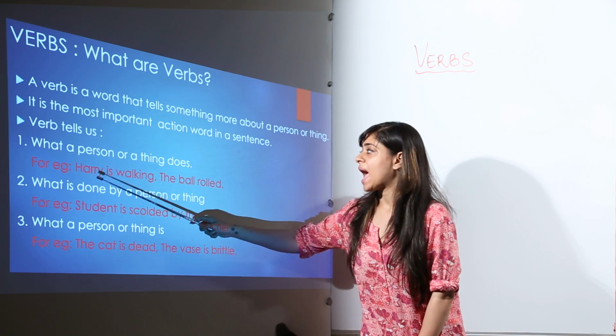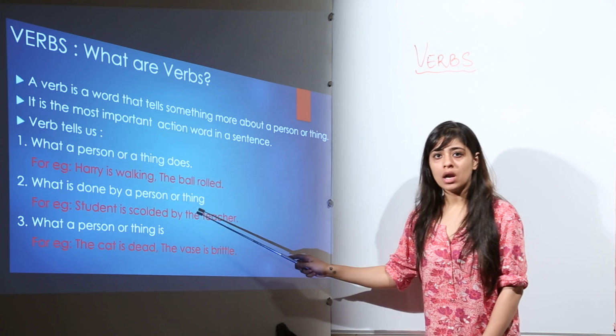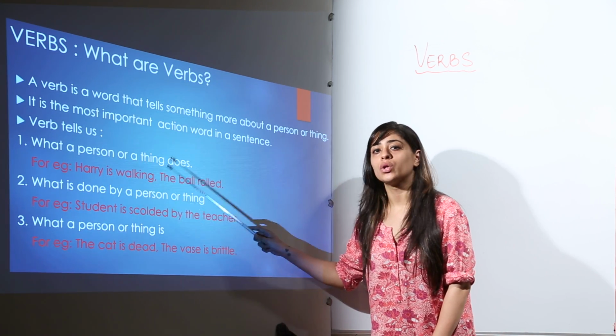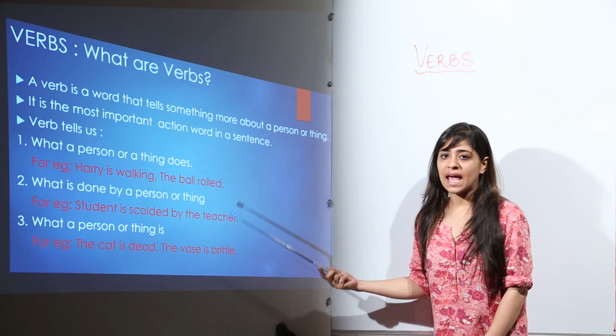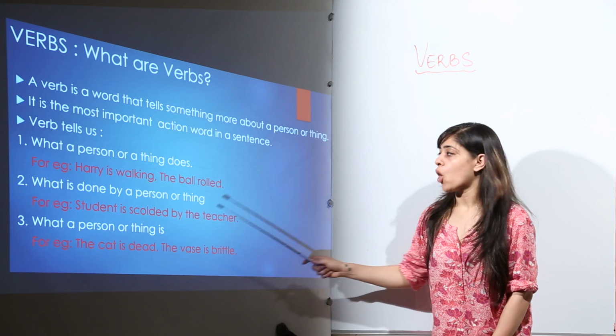For example, Harry is walking, the ball rolled. Now Harry and ball are the nouns, and in Harry is walking, walking is the action or the verb. Rolled again is the verb or the doing word. What is done by a person or thing?